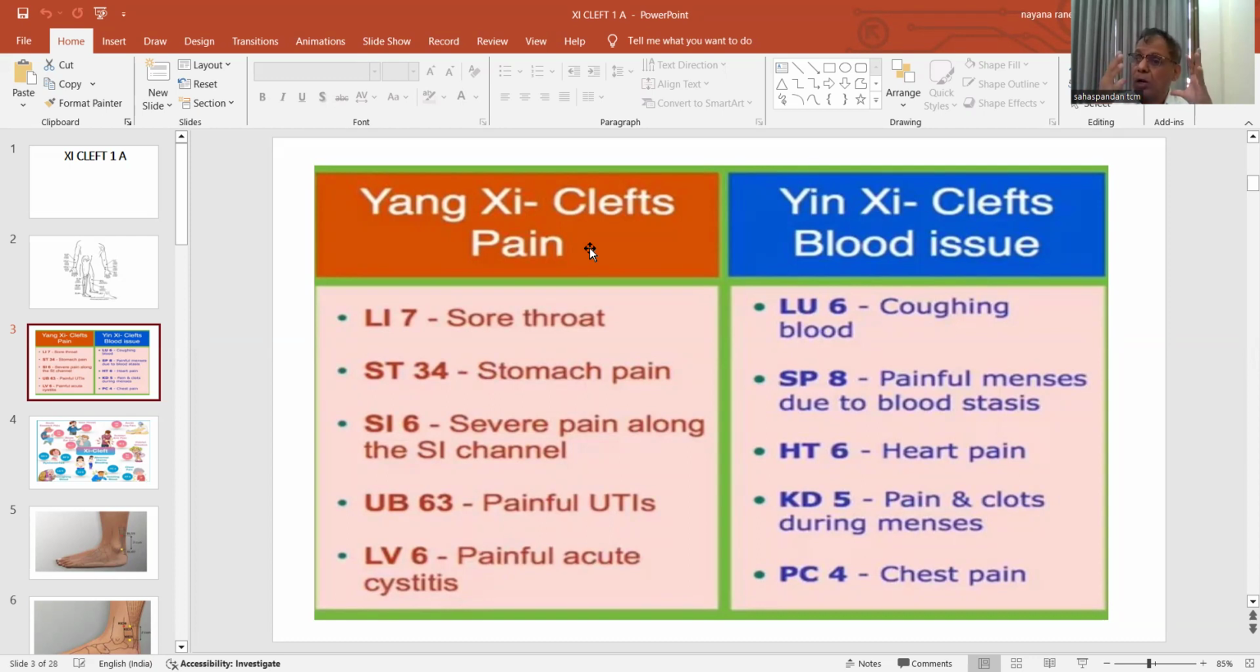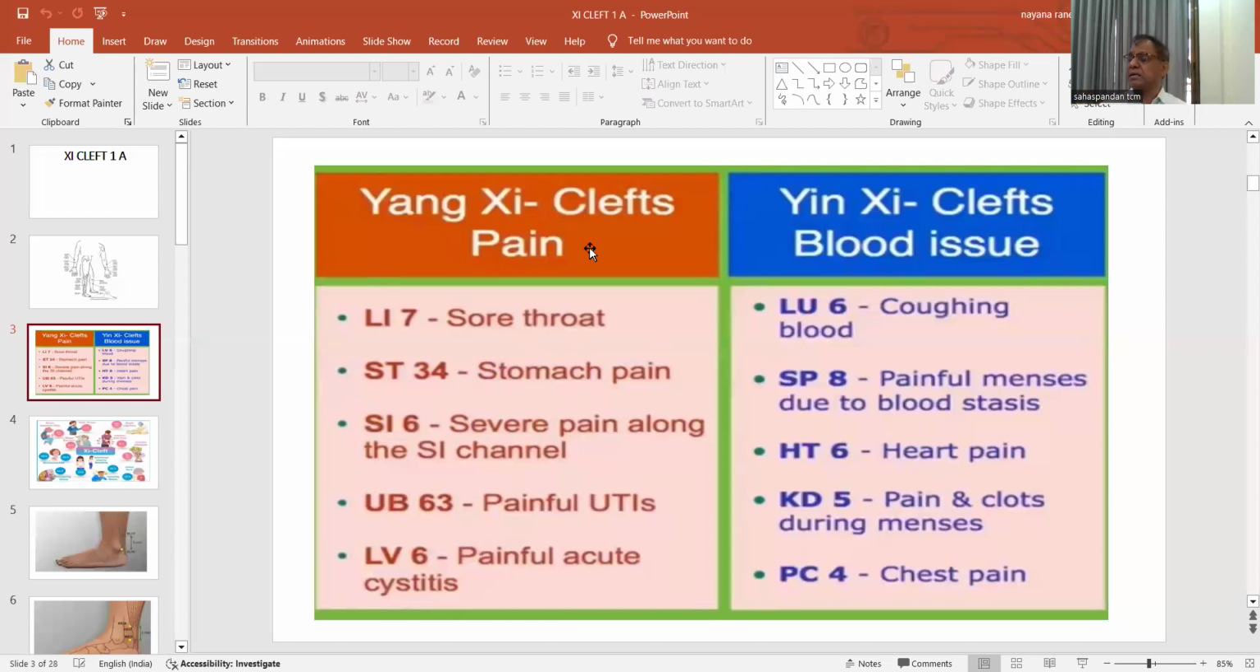If some patients come to you and tell you, doctor, blood is coming out when I'm cupping, so can you do something for me? So yes, your answer should be yes. Apply the LU6, lung 6.